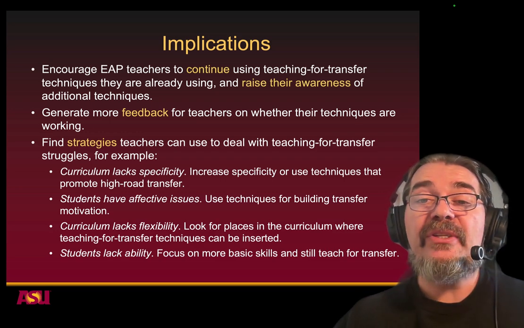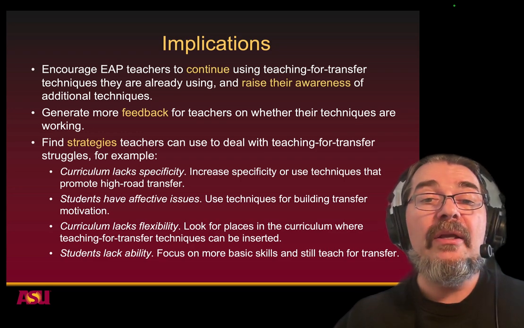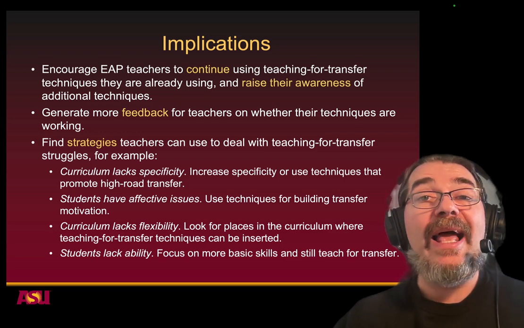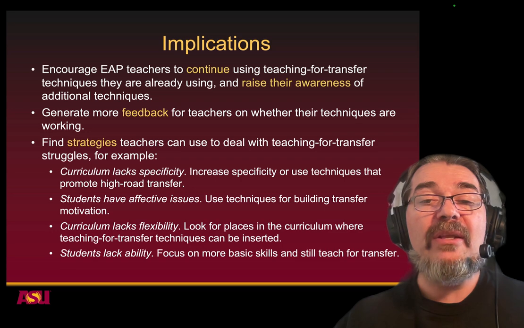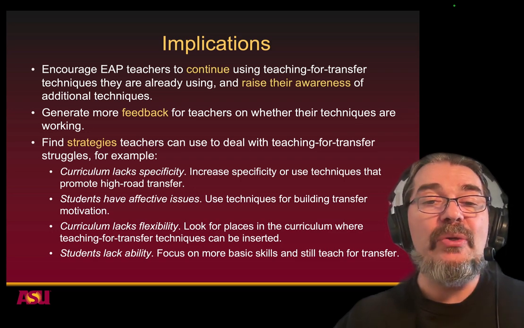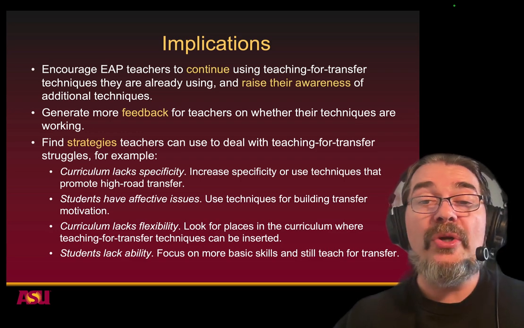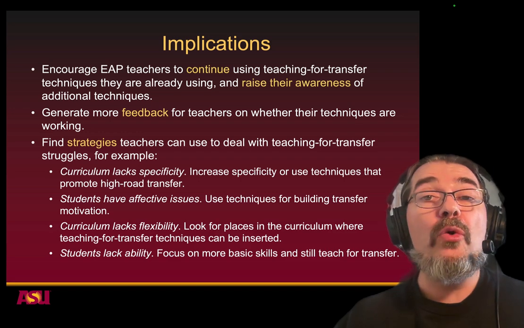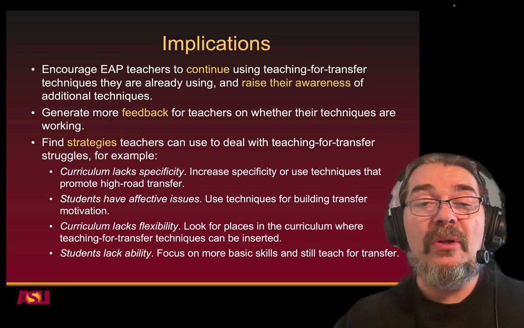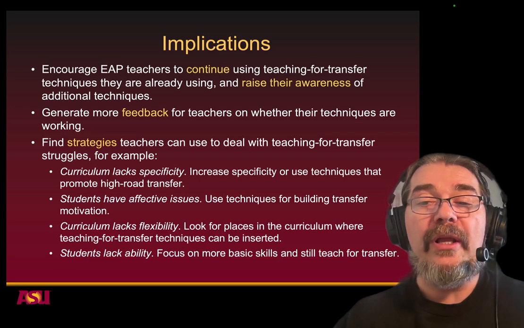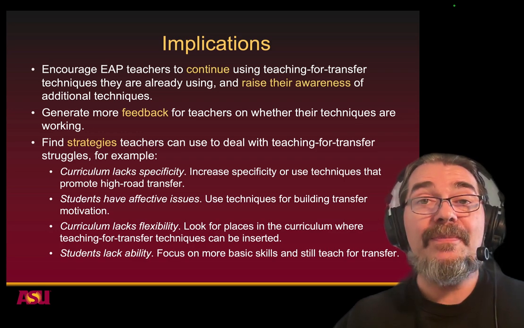And for the final bullet, the findings of this research point in specific directions we could take to try to make teaching for transfer a little easier for EAP teachers. For example, to deal with a curriculum that lacks specificity, a teacher could look for ways to make the curriculum more specific. For example, by seeing if students can be grouped based on major. That way, the EAP course could be designed to match the courses in the student's major, and that would help with low road transfer. Or if that's not possible, a teacher could try to use techniques that promote high road transfer, such as encouraging students to think abstractly and asking students how they might be able to transfer learning. Because high road transfer can happen regardless of the connection between an EAP course and students' majors.